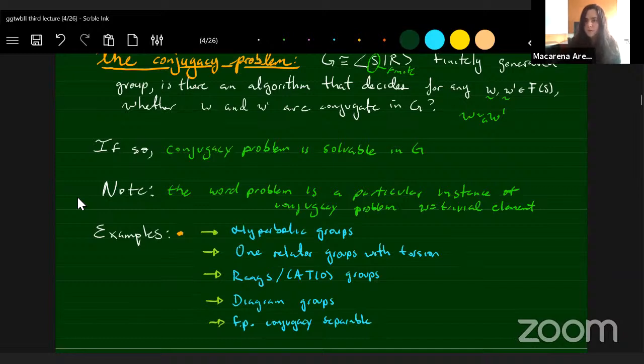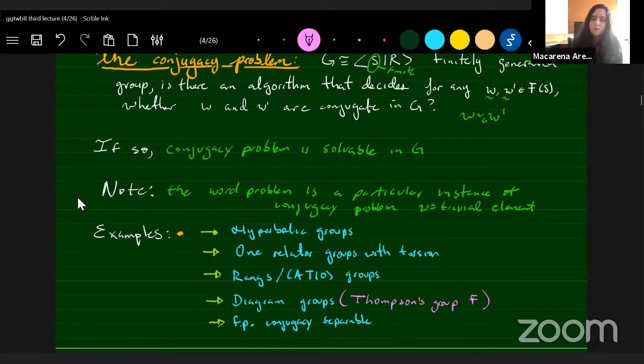Hyperbolic groups have a solvable conjugacy problem. One-relator groups with torsion have a solvable conjugacy problem. RAAGs and CAT(0) groups also have a solvable conjugacy problem. Diagram groups have a solvable conjugacy problem. We haven't discussed diagram groups, but the reason I'm mentioning them is because Thompson's group belongs in this family, and this is a group that we have mentioned before.